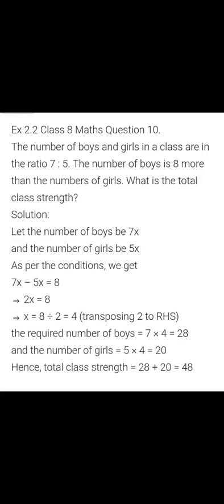Okay, now the question number 10 is: the number of boys and girls in a class are in a ratio 7:5. The number of boys is 8 more than the number of girls. So these two conditions they have given. What is the total class strength we have to find out.